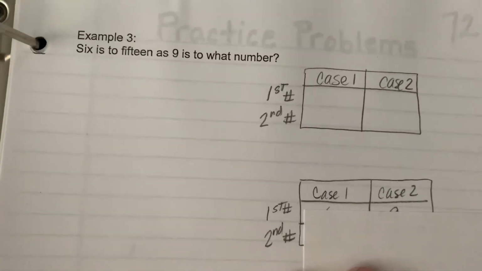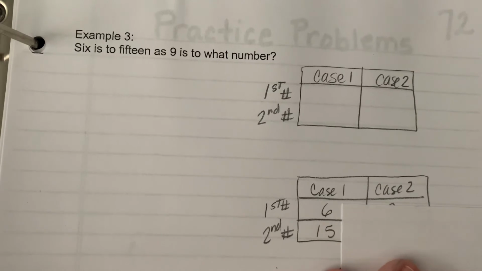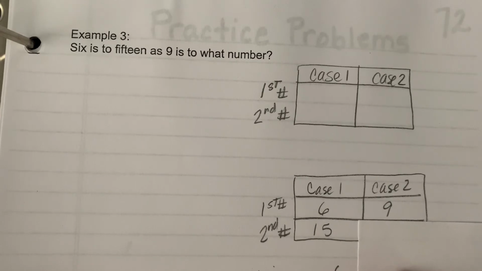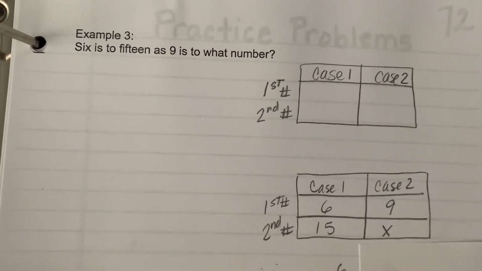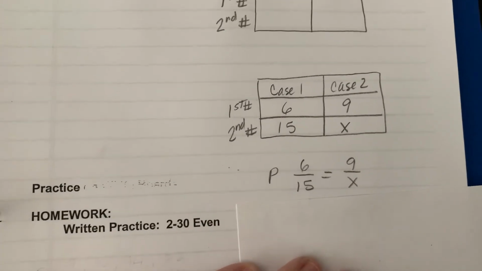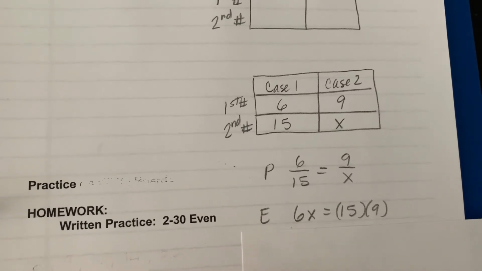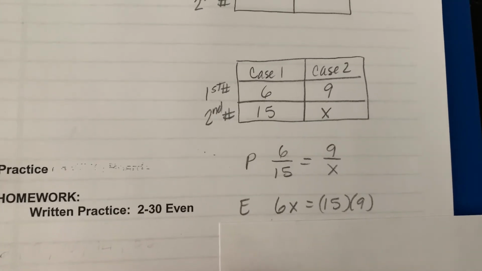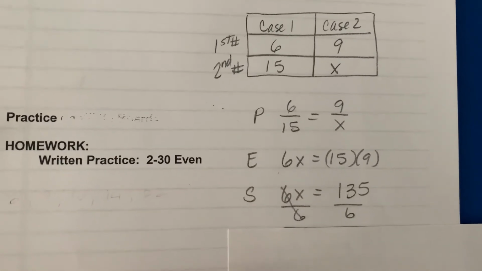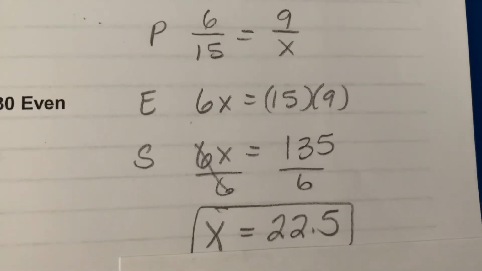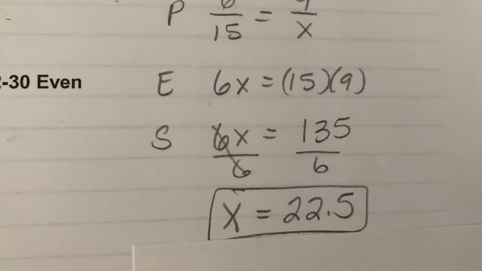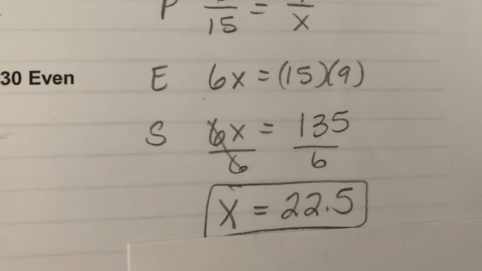And then we come down here, and we think about what it actually says. It says 6 is to 15 as 9, there's our first number, is to the second number, which we don't know. Okay, and so we set up our proportion. 6 is to 15 as 9 is to x. We set up an equation. 6x equals 15 times 9. And we solve, which you guys do just fine. And we find out that the missing number, 9 is to 22.5, would make it an equal proportion, okay?